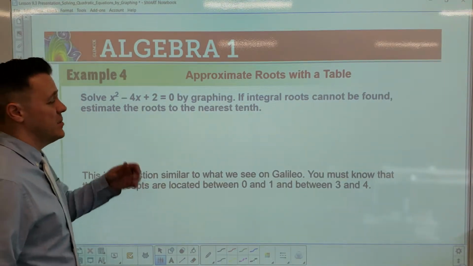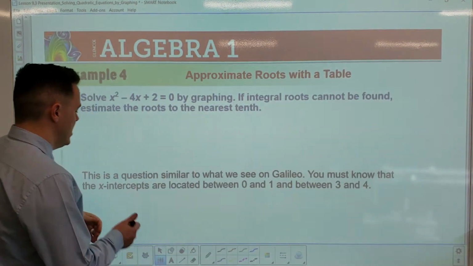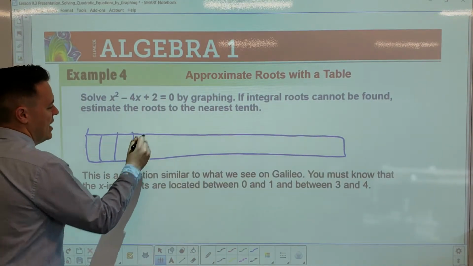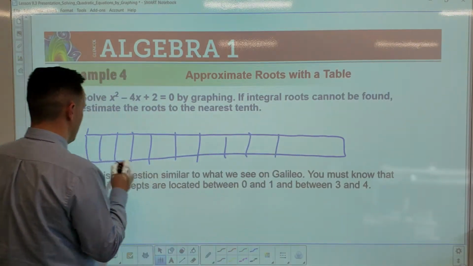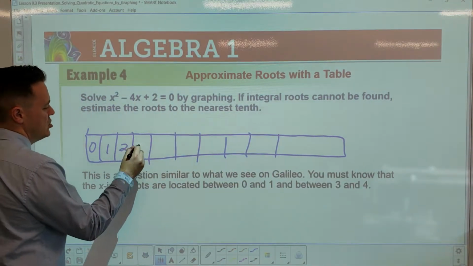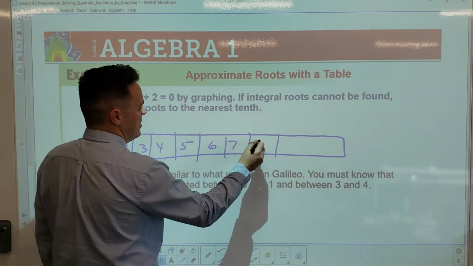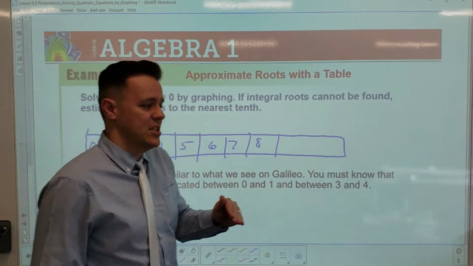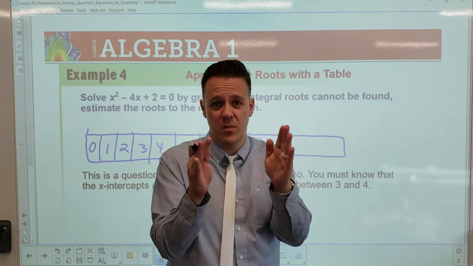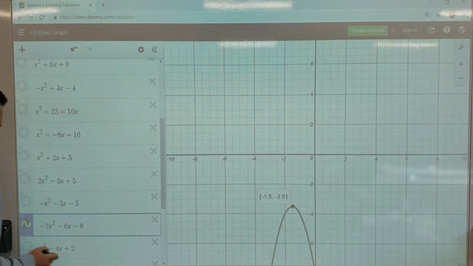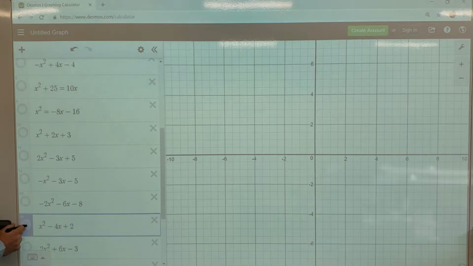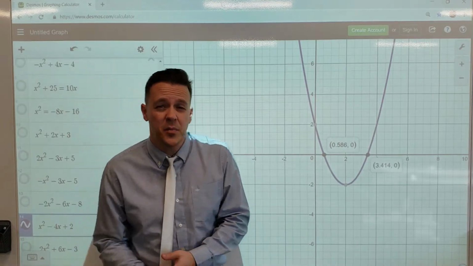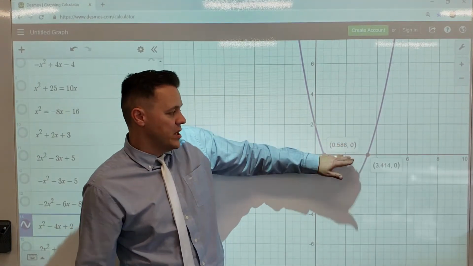All right, so now we talked about approximating roots with a table. One thing we had talked about in here is that on Galileo, we've already had a question similar to this. And on Galileo, there was a table set up. And sorry, I'm drawing it really weird. It was 0, 1, 2, 3, 4, 5, 6, 7, 8, so on and so forth. And the question was asked, when you graph this, the intersections are between what two numbers? So let's graph this real quick. All right, if we graph this particular one, x squared, when you set it up, you get an approximation point. So your approximation point is 0.586.